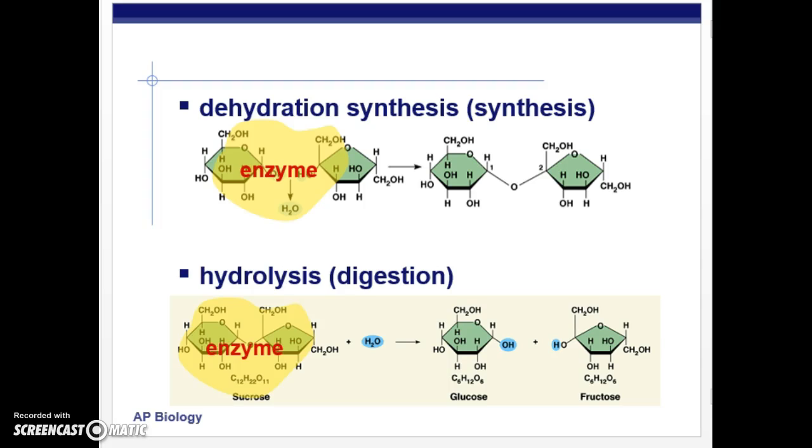Anabolic pathways are also called biosynthetic pathways, and they require energy to build complicated molecules from simpler compounds. So, for example, the synthesis of amino acids from simpler molecules and the building of a protein from amino acids are both examples of anabolism.